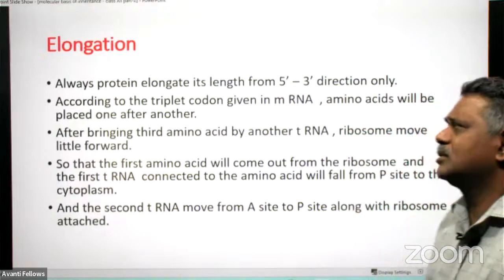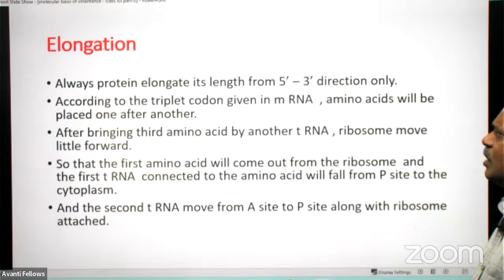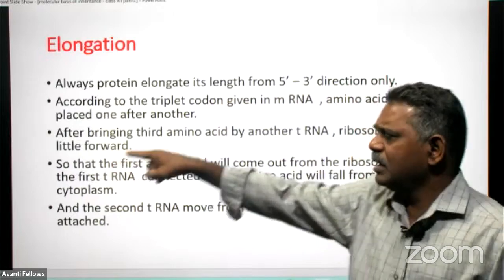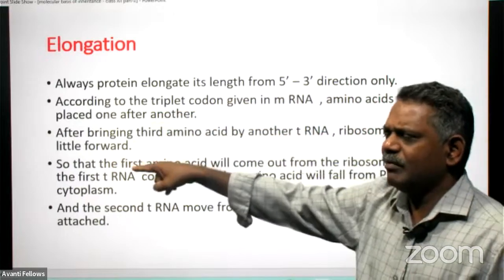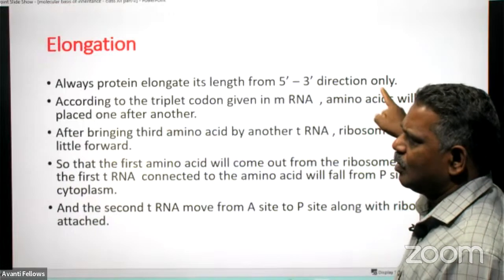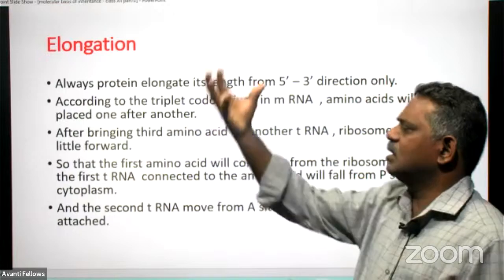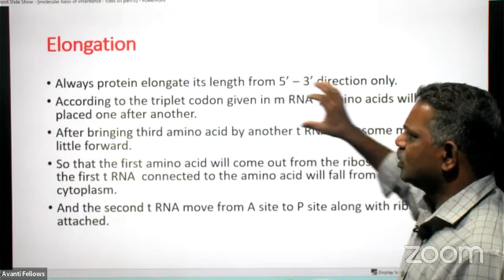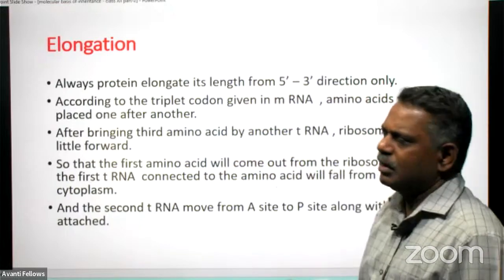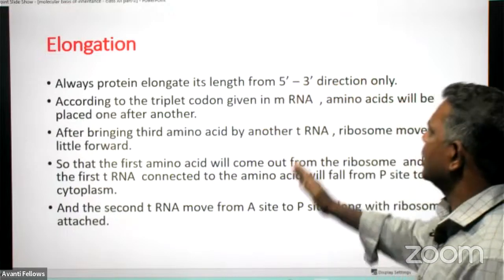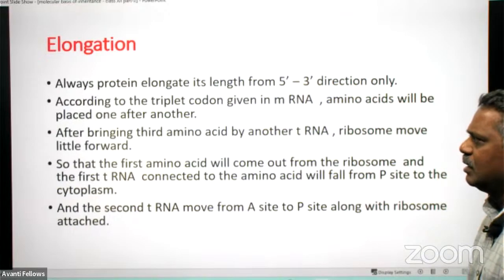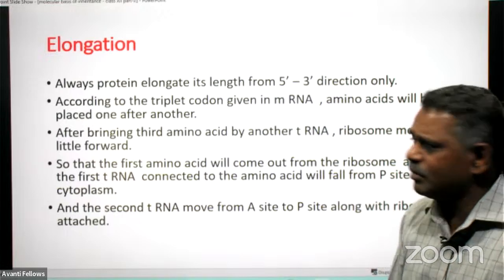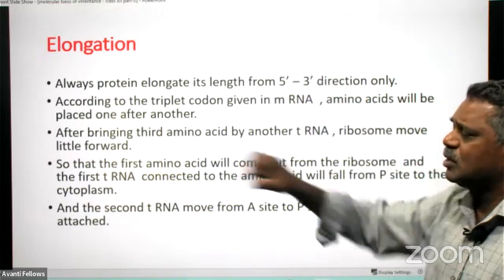As I told you, a protein always elongates its length from the 5' direction to the 3' direction. See, mRNA has its own polarity, having a 5' end and a 3' end. Always the first amino acid will be placed at the 5' end of this mRNA, and it moves towards the 3' end. So elongation of this protein is always in the 5' to 3' direction of the mRNA. According to the triplet codons given in the mRNA, amino acids will be placed one after another, because all the triplet codons in the mRNA have their own meaning.